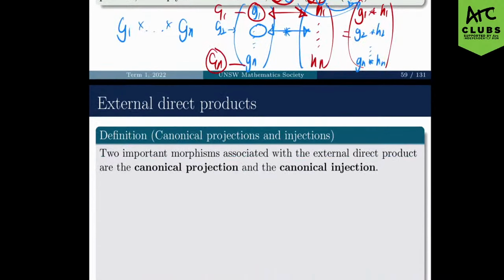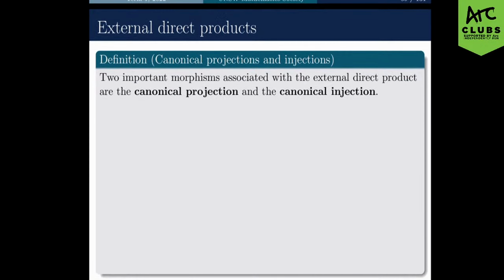Cool. So with external direct products, there are also homomorphisms we can define based on them. One is called the projection. So let's just say we have a nice set of groups here, G1 times G2, all the way down to Gn. And let's just say we want to pick one of these, so Gk.